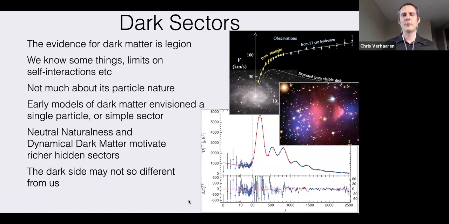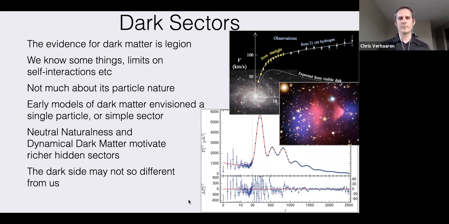As part of the motivation for this idea, there's probably no need to convince you that there's a lot of evidence for dark matter, that there's something out there that we don't know. We know a few things about it. We can infer some things from self-interactions and different measurements, but we don't know very much about its particle nature. In the early days of thinking about dark matter, there was the notion that it's probably just some simple addition to the standard model, some new particle or particles that make up the dark matter.